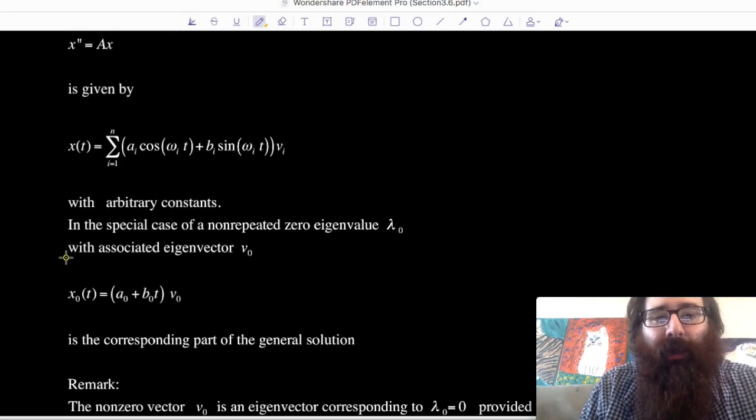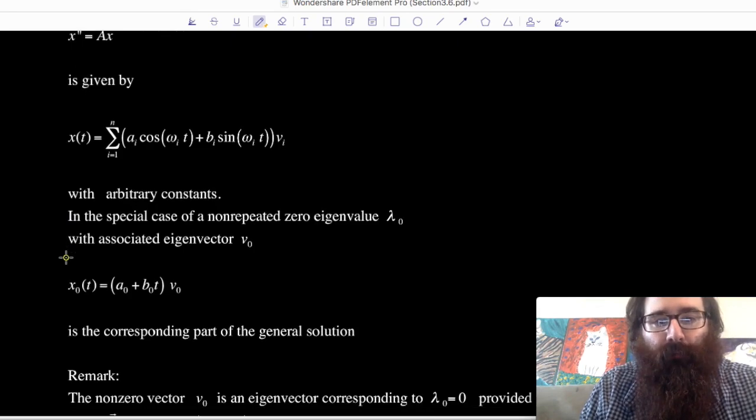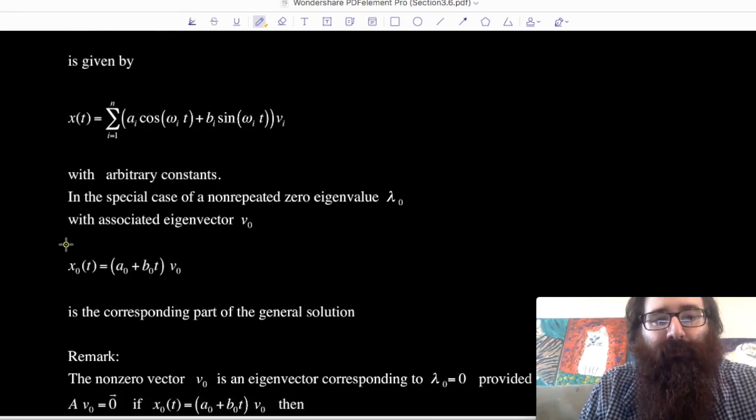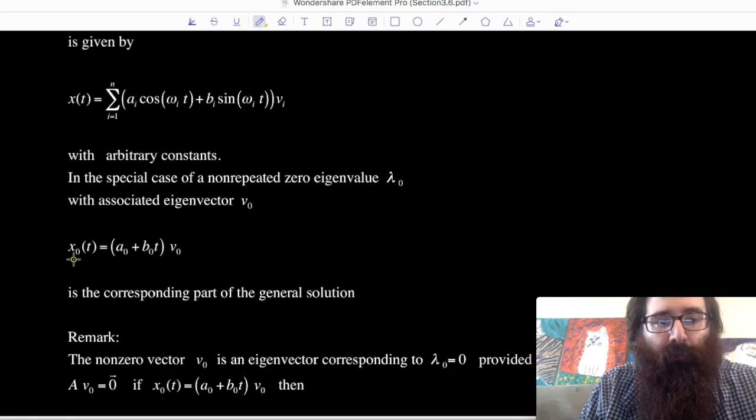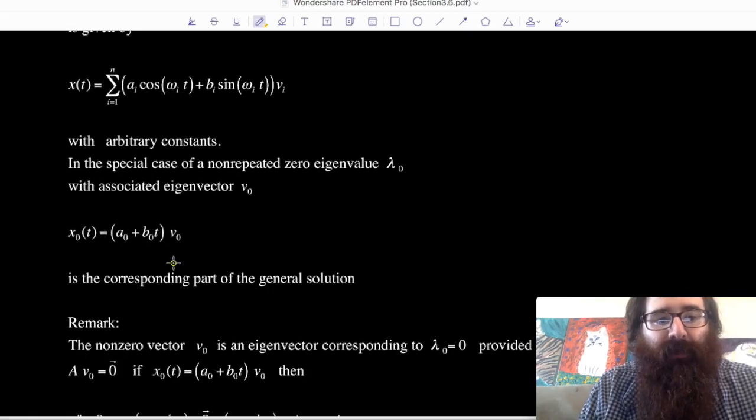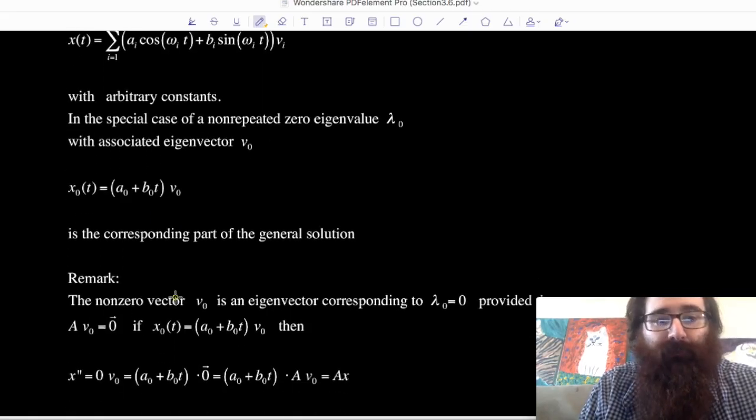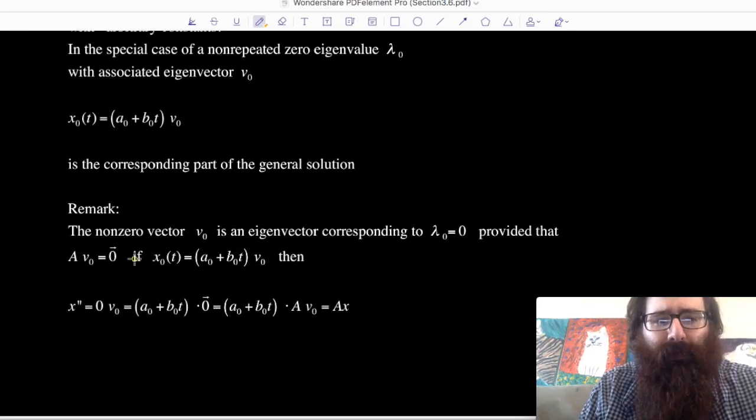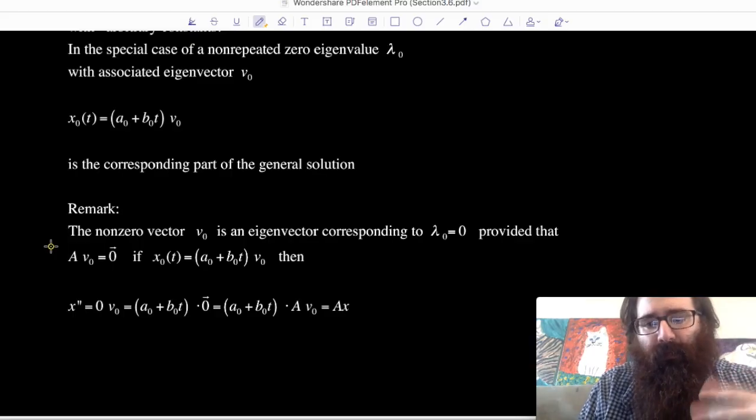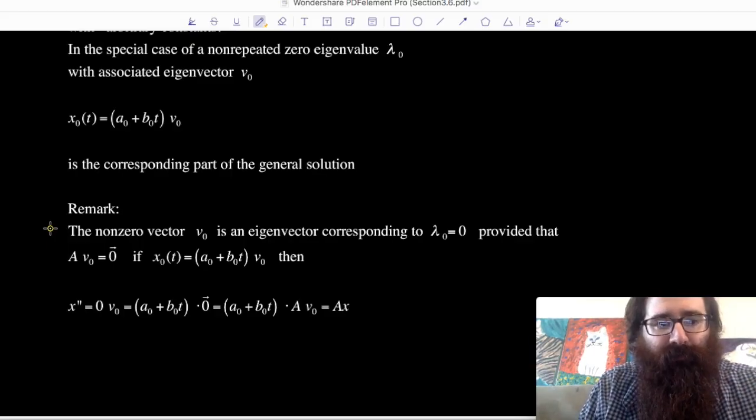Let's say we have a non-repeated zero eigenvalue, lambda sub 0, with associated eigenvector v sub 0. Then the solution, x sub 0 at t, is (a plus bt) times vector v, and this is the corresponding part of the general solution. And there's a remark that we're making here that I think is very well worded, but a bit sort of over the top in terms of how it presents it.